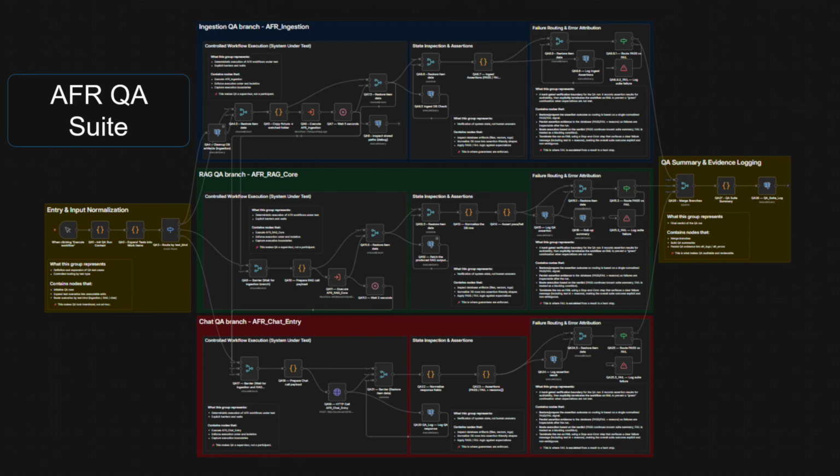AFR QA suite doesn't try to prove that answers are good. It focuses on something more basic and more fundamental: whether the system behaves consistently, predictably, and according to its own design. When expectations are violated, the run stops and surfaces that failure immediately. When everything passes, the system produces a clear, auditable confirmation that its guarantees held, and when they don't, the system refuses to pretend otherwise.